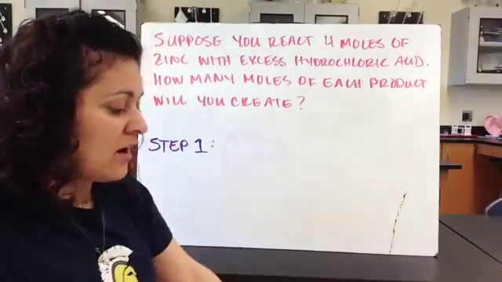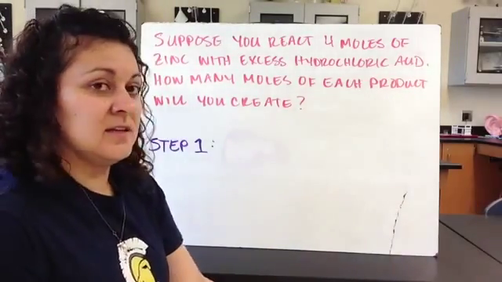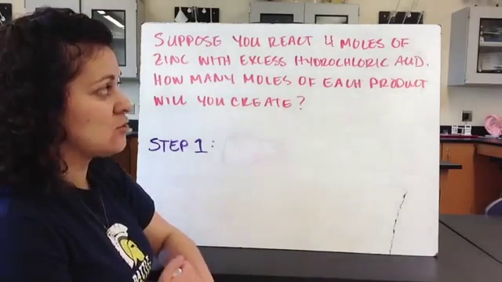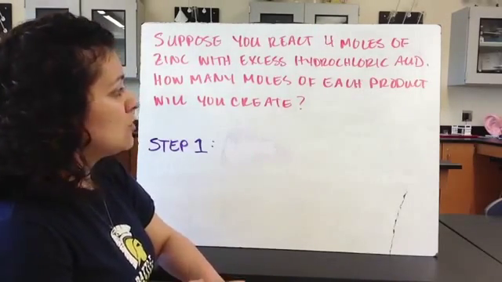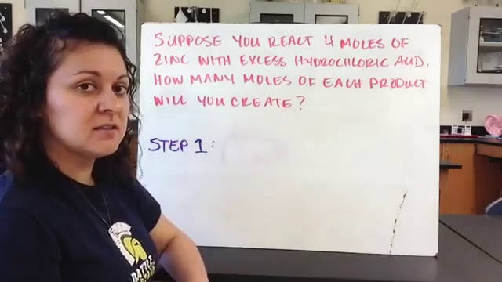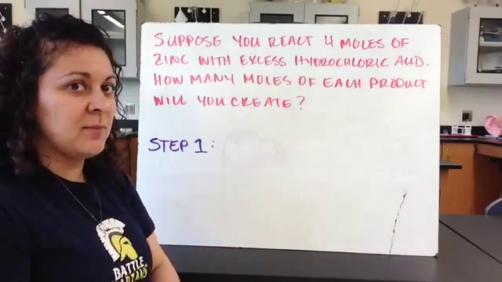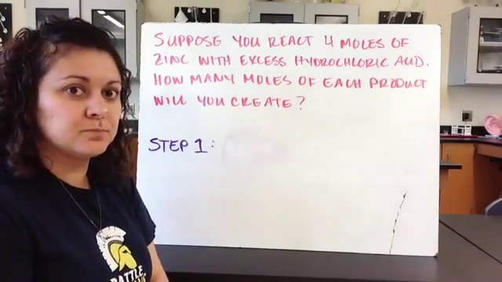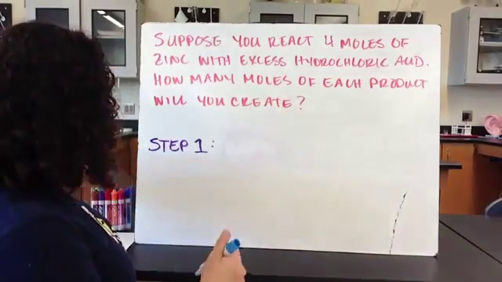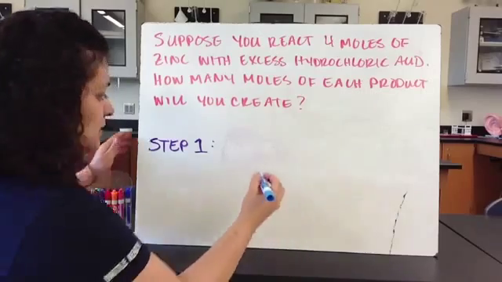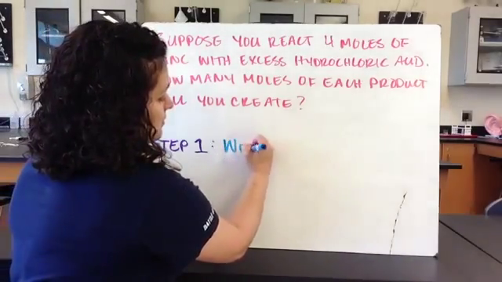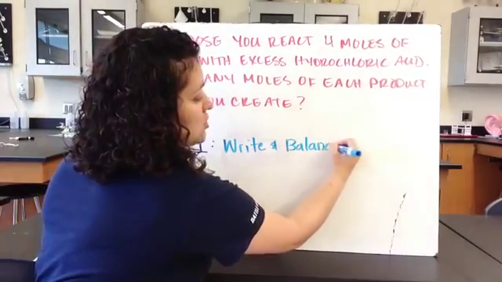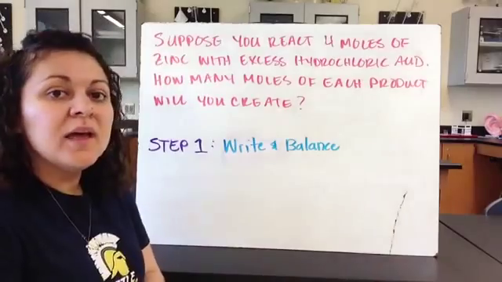Okay, so our example here is suppose you react 4 moles of zinc with excess hydrochloric acid. How many moles of each product will you create? So think back to what step 1 was. Let's pause really quickly and do step 1. So you might remember that step 1 was to write and balance the equation. So what is our equation?